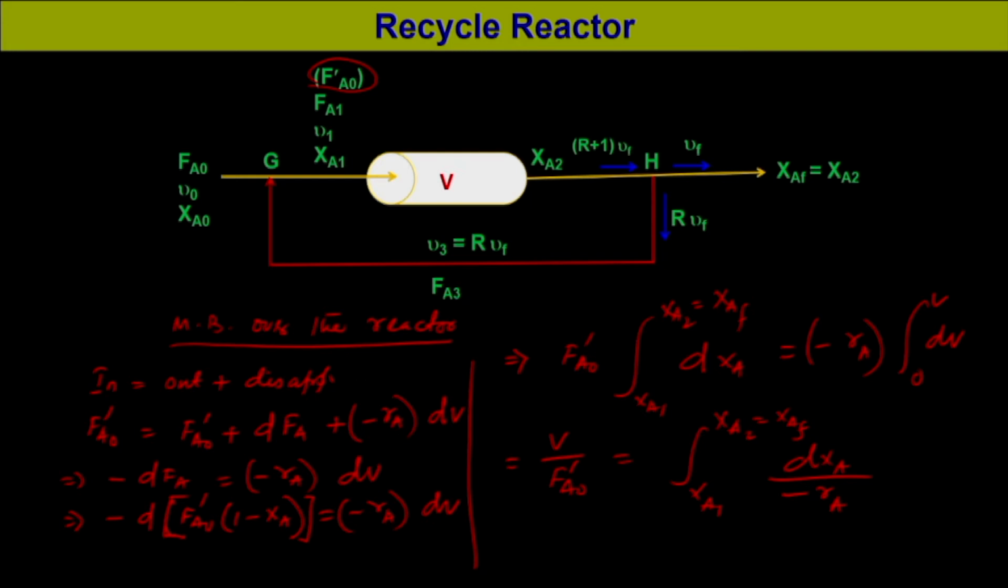Now, here F A naught dash is not known, and also the x A 1, which is over here, is not known. So, until some relation can be obtained with some known quantities, the integration is not possible. So, let us find out how to calculate F A naught dash and x A 1.